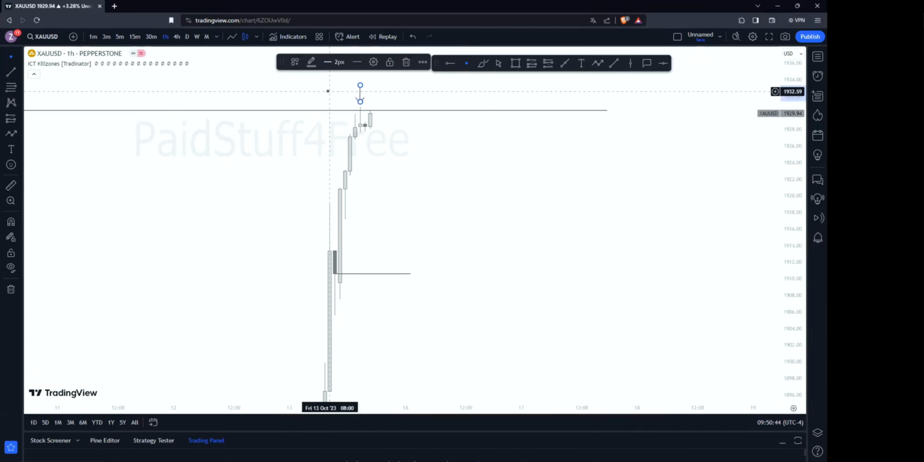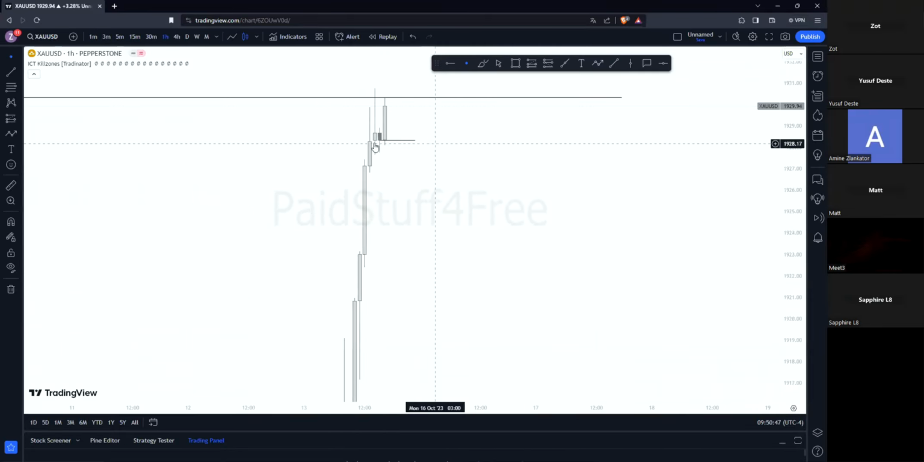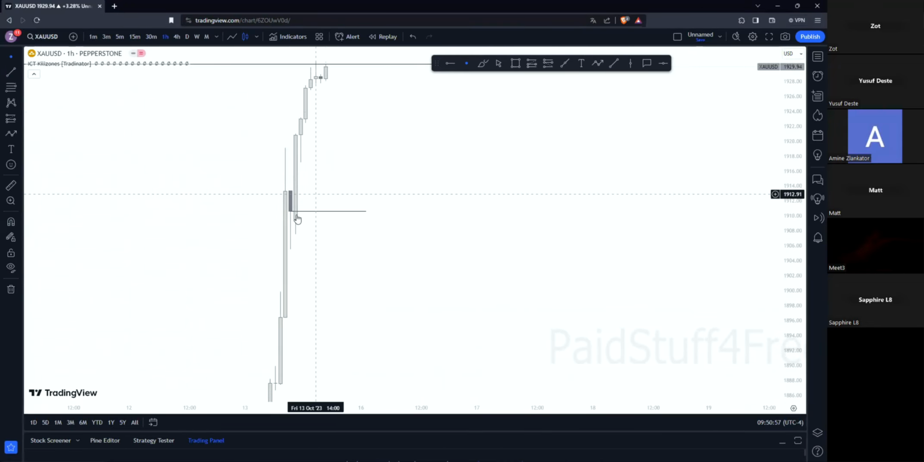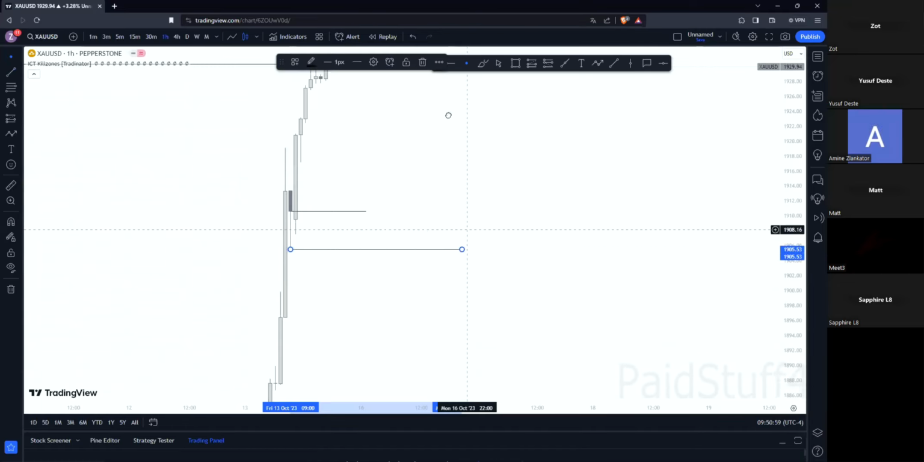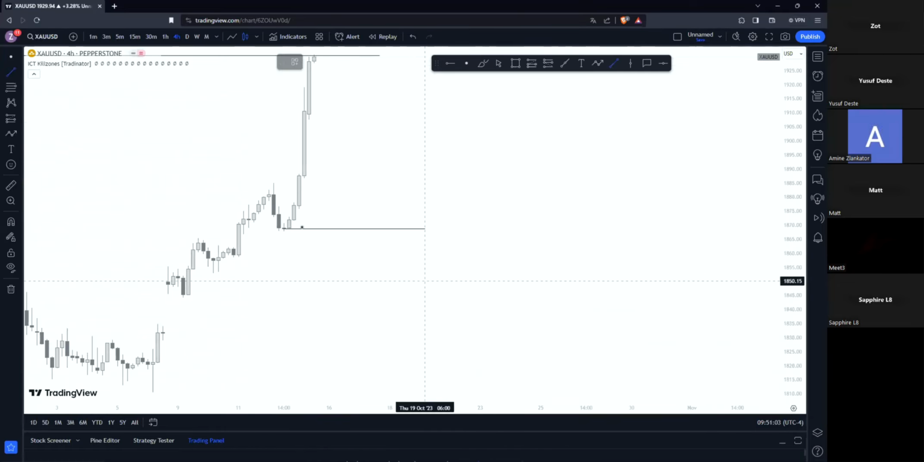We don't care. So since we are on H1, we shouldn't just break this one. I mean, if this was external, we shouldn't just break this one. We should break the whole wicks, right? Just a simple break of structure. Now, for H1, we should break this and this, right? But on H4, you should just break below, okay? We should just close below this.